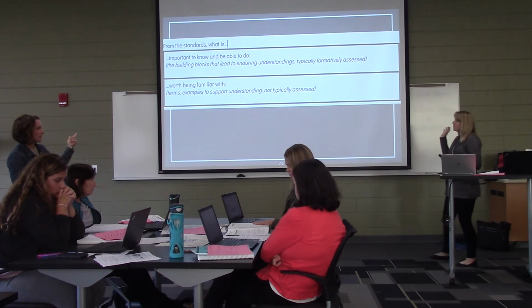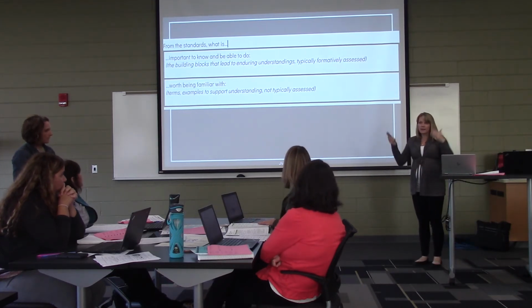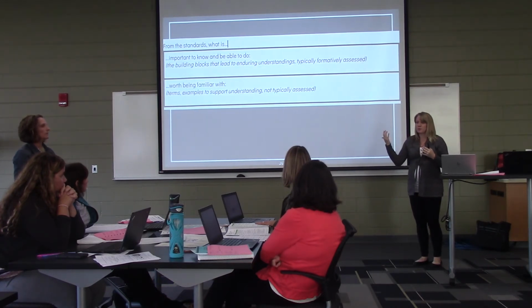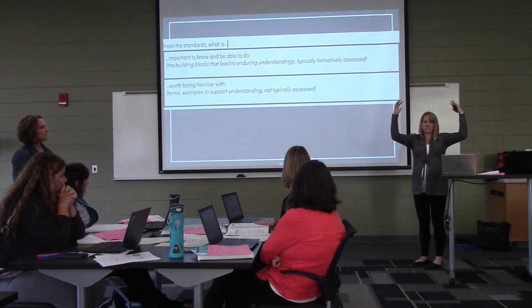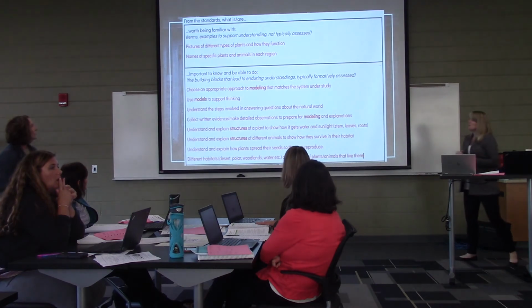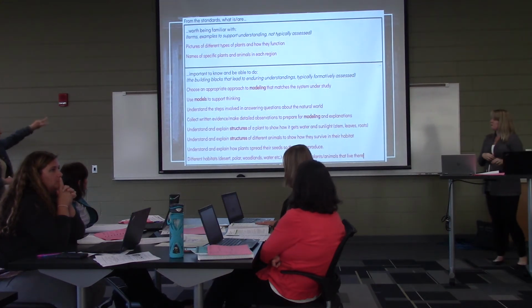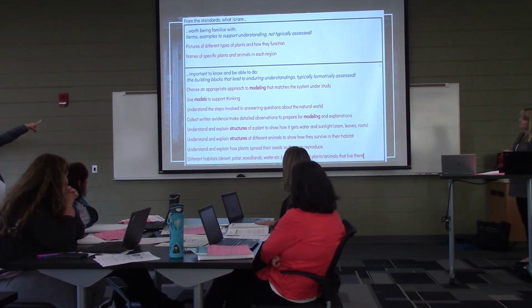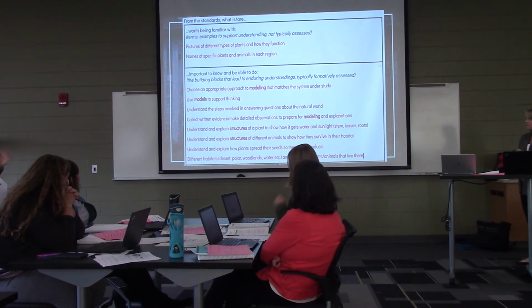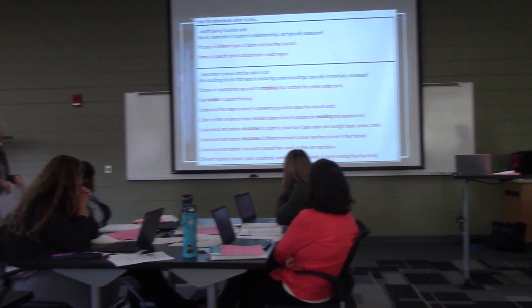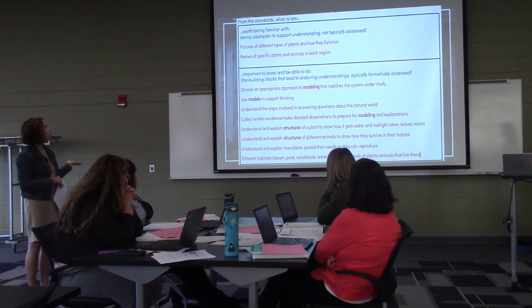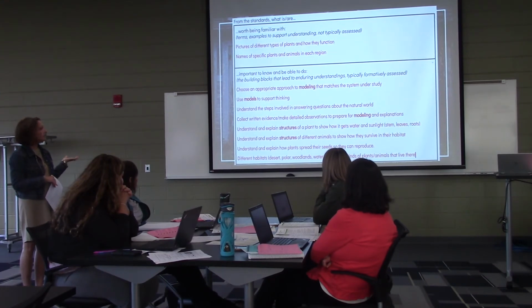So, do we have our example? We do. So think about it this way. I need kids for my unit to understand that models are used to represent systems, that scientists use them, and I need them to understand that plants and animals depend on each other and their environment to survive. What are all the little building block pieces that are going to help them get to those enduring understandings? This is just flip-flopped. So if we go to the bottom then, it's important to know and be able to choose an appropriate approach to modeling that matches that system.